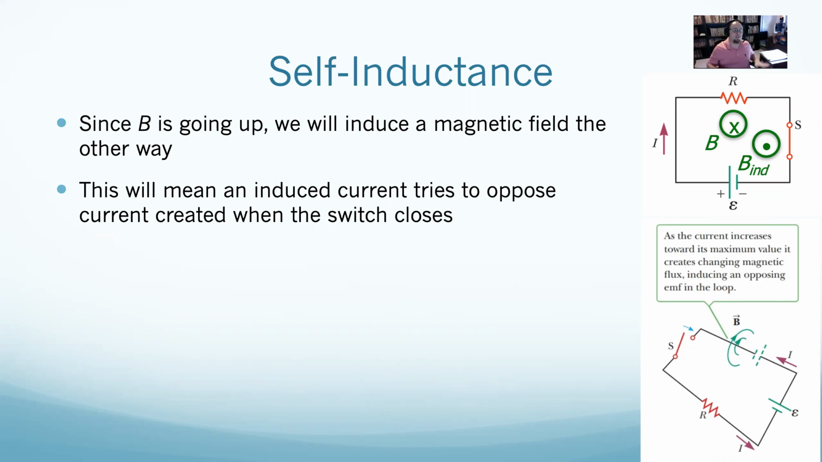Now, if this thing's just running, let's say this is some magical thing that was started before the creation of time and has always been running, that is not going to induce anything. Because if there's a constant current, there's a constant magnetic field, and we're not going to do anything unless the magnetic field is changing. This is only going to happen as the switch closes, because we go from zero magnetic field to a magnetic field, which means we're going to induce a magnetic field to oppose it.